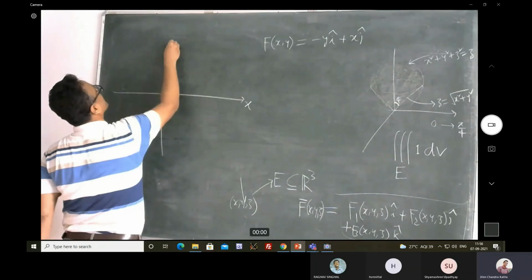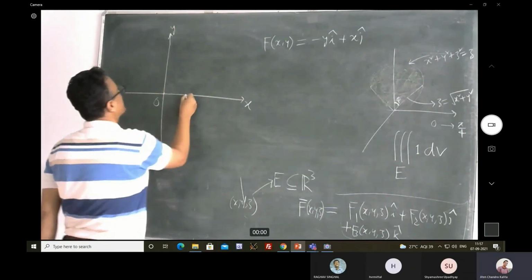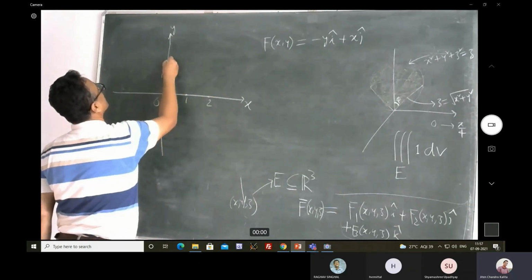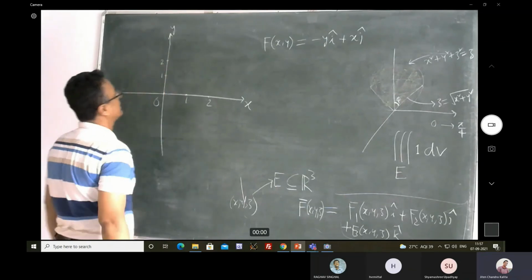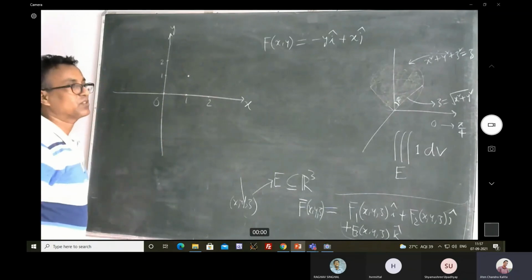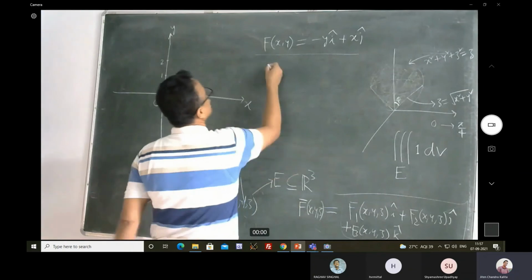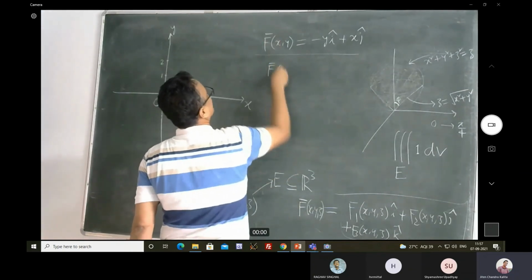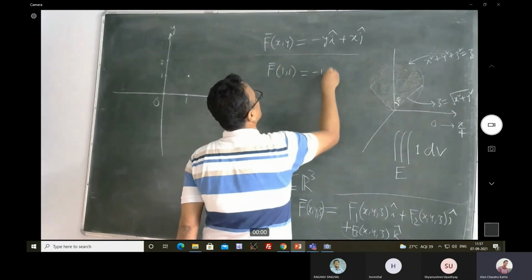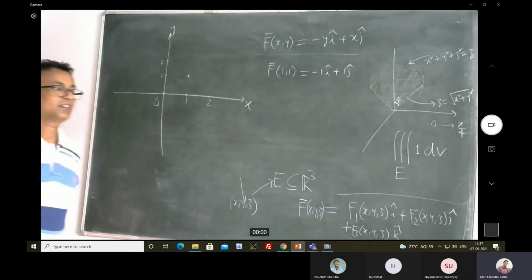This is x. This is y. Suppose this is 1, this is 2. Say at this point (1, 1), I want to define a vector under this formula. Then f(1,1) is simply going to be minus 1i plus 1j. Is it okay, everybody?